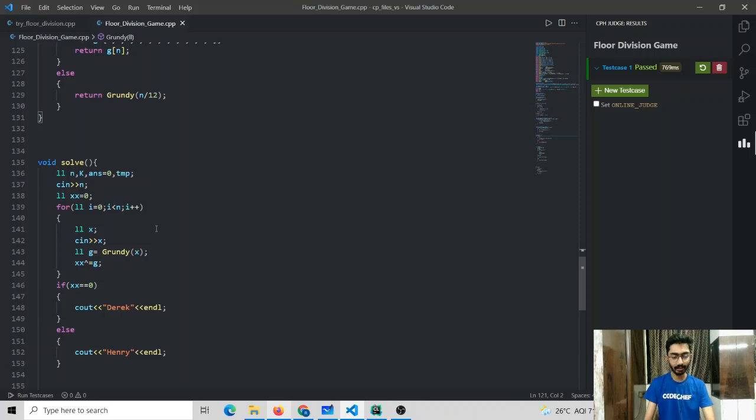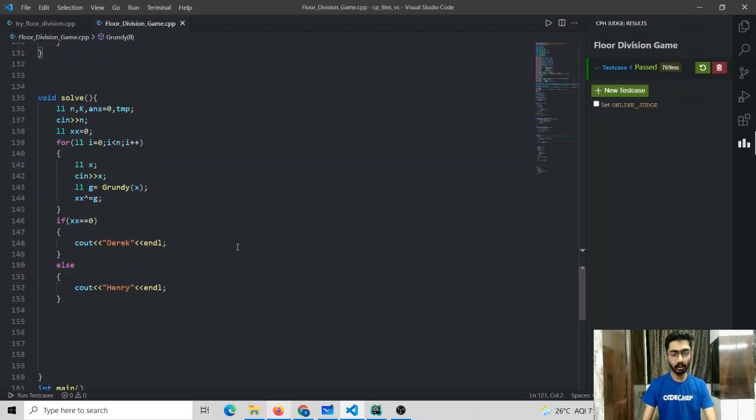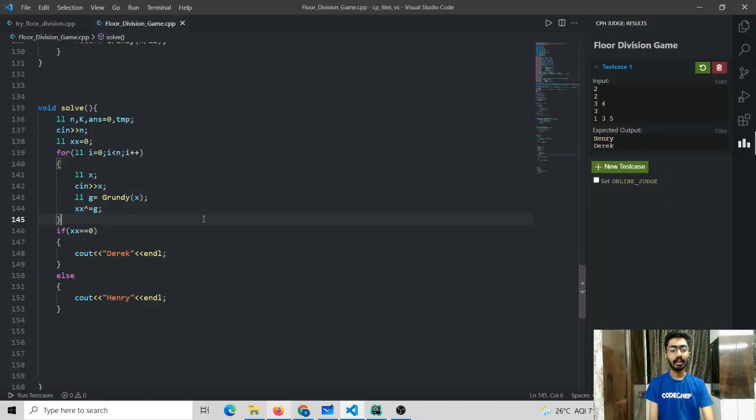So the total time complexity is going to be n times log base 12 of ai, where ai can be at most 10 to the power 18. In other words, for each iteration we might take about 15 steps, log base 12 of 10 to the power 18. In other words, the time complexity of our solution is simply n times log base 12 of max of ai. This sums up our solution. Thank you.